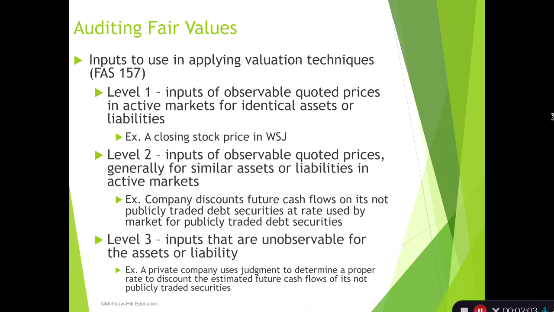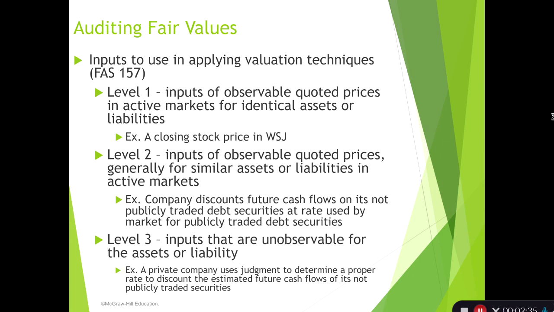Second level is when we have inputs of observable quoted prices for similar assets or liabilities. An example is where you have some publicly traded debt securities, and they can discount their future cash flows based on that, right? So that's a second tier level of input. It's not the same asset, but it's a similar asset.